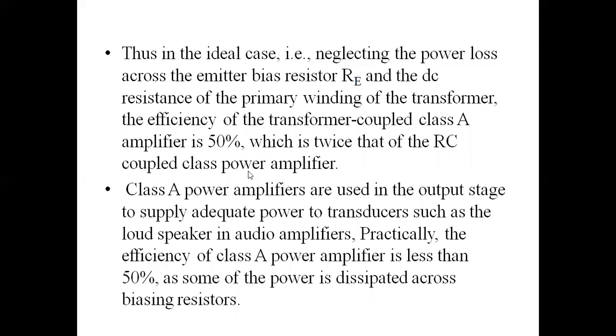Class A power amplifiers are used in the output stage to supply adequate power to a transducer such as the loudspeaker in audio amplifiers. Practically, the efficiency of a class A power amplifier is less than 50%, because some of the power is dissipated across the biasing resistor. This is regarding the class A transformer coupled power amplifier.